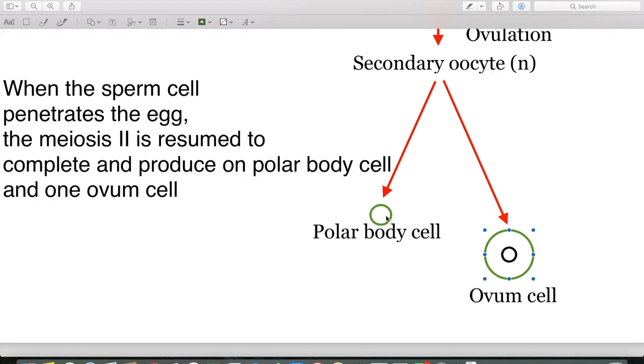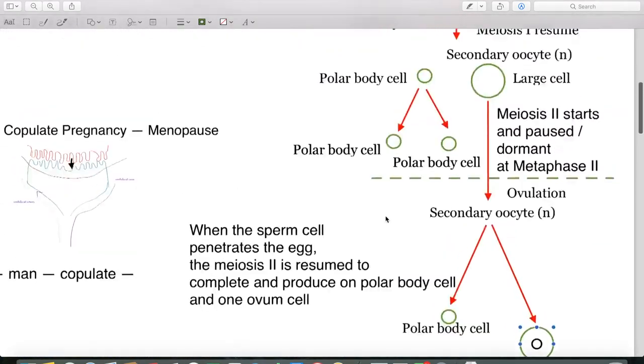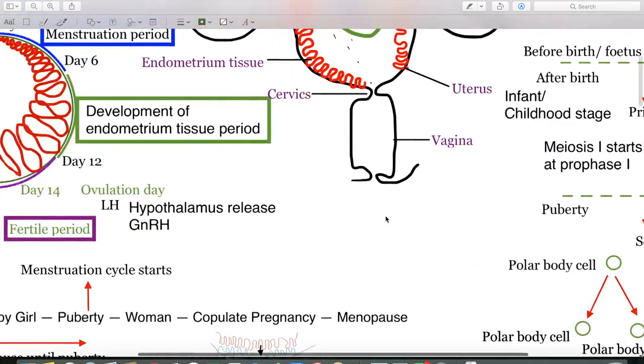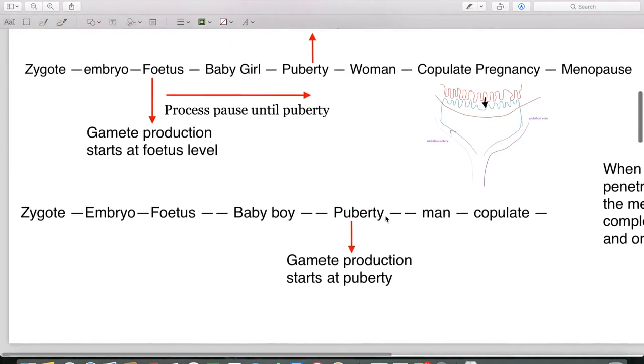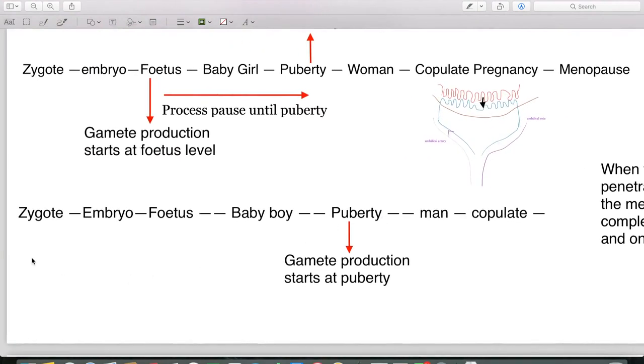Okay, all right, this is under the mammals reproductive system, mainly on the human reproductive system. That's what we are talking about here. Now, when you compare that with the male reproductive system, we all start with the zygote, and then it will grow into an embryo by the mitosis process, and it will grow into a fetus.